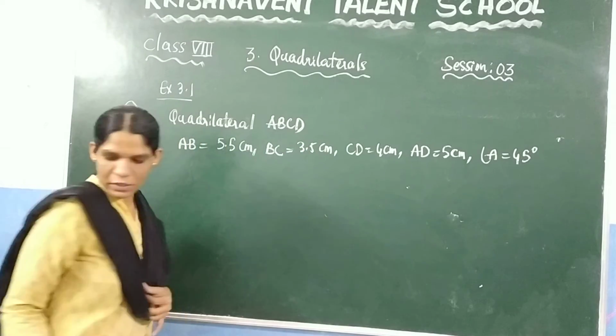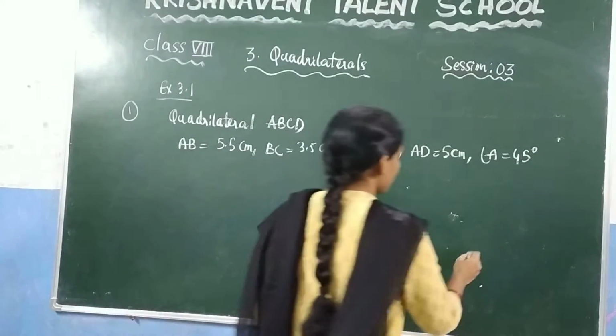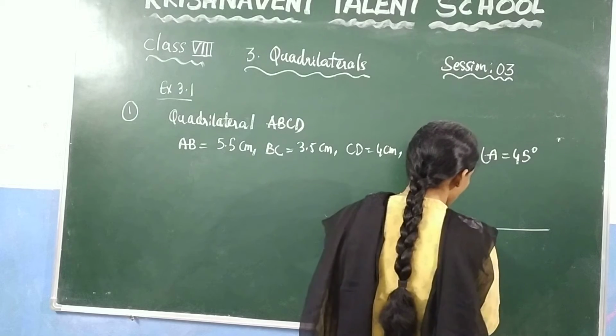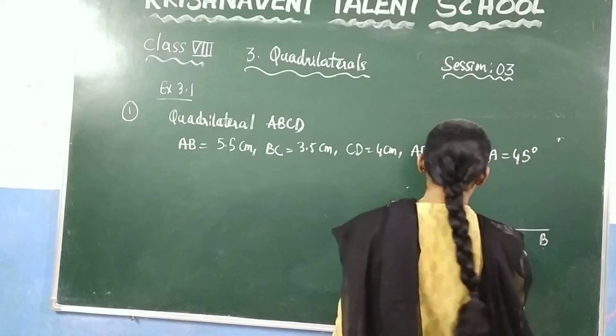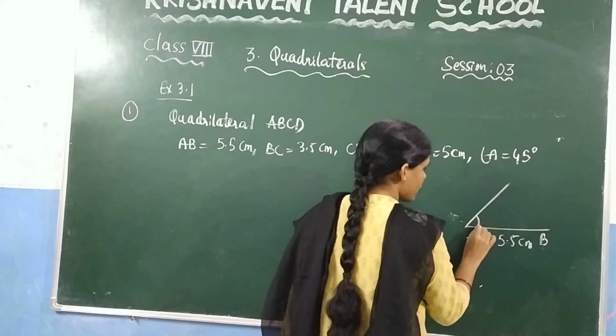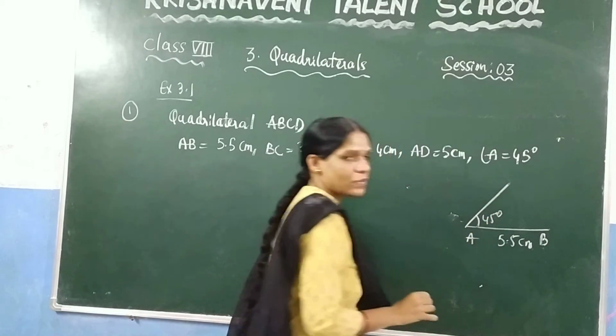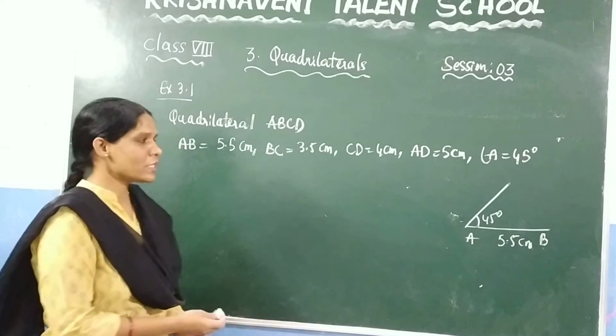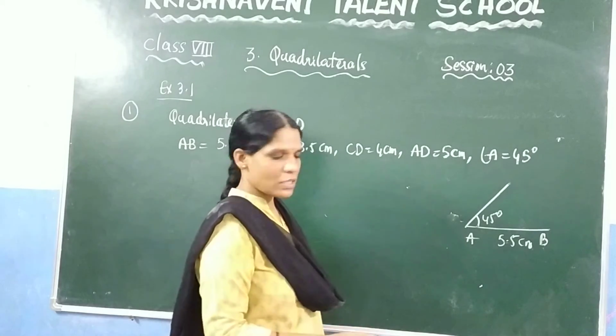Now let us draw the rough sketch, how it will look. So AB, what is the length of AB? It is given, which is 5.5. At point A, you need to draw 45 degrees. Right? This one you know. Now after that, how to draw this quadrilateral? So let us draw the rough sketch.